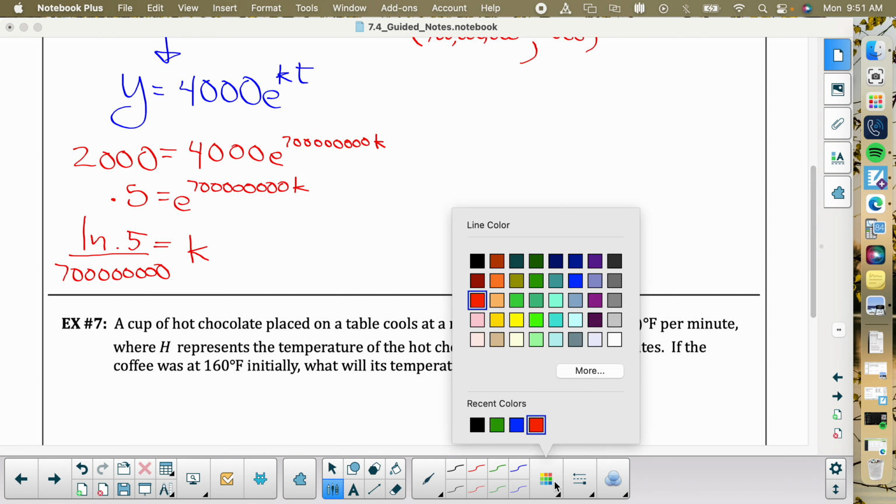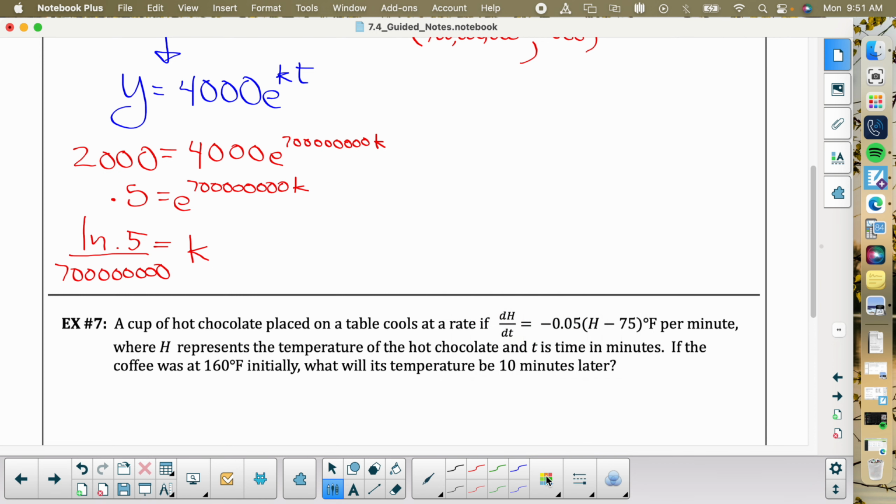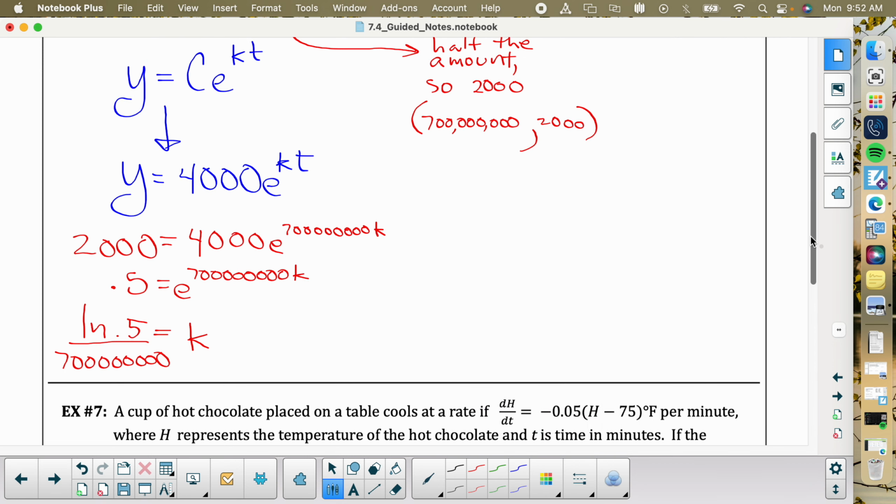Okay, well, now that I figured out k, I have a formula that can specifically tell me how much of the amount would be left at any given time for this element. And so I would do, I don't know if I would want to write it as ln of 0.5 divided by 700 million. I kind of want to write it as 1 over 700 million.